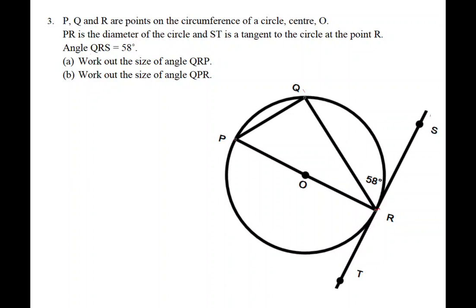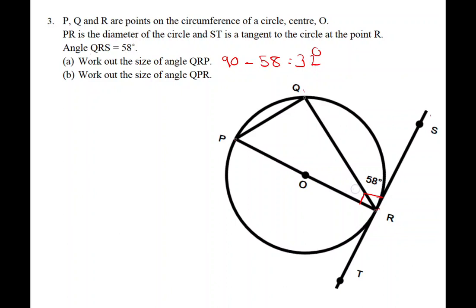We know that the angle at the tangent is 90 degrees. This is all 90 degrees. That means if we subtract this from 90, we get the size of QRP. QRP is equal to 90 minus 58, which is equal to 32 degrees. Work out the size of angle QPR.